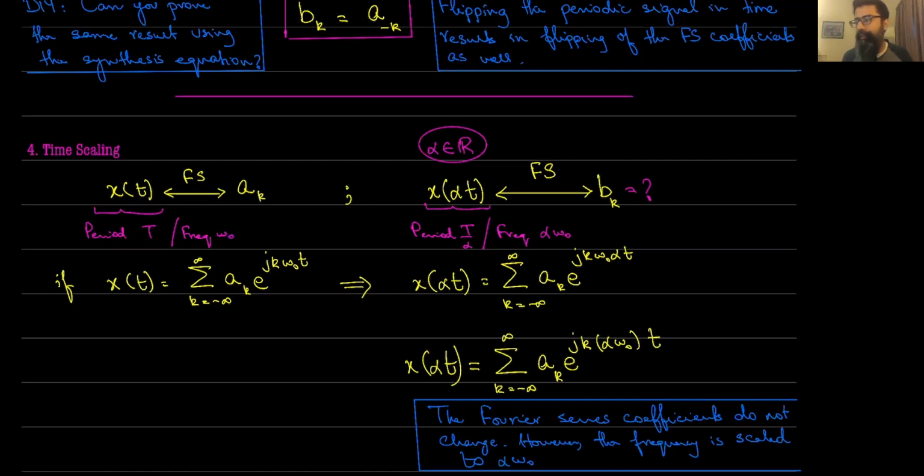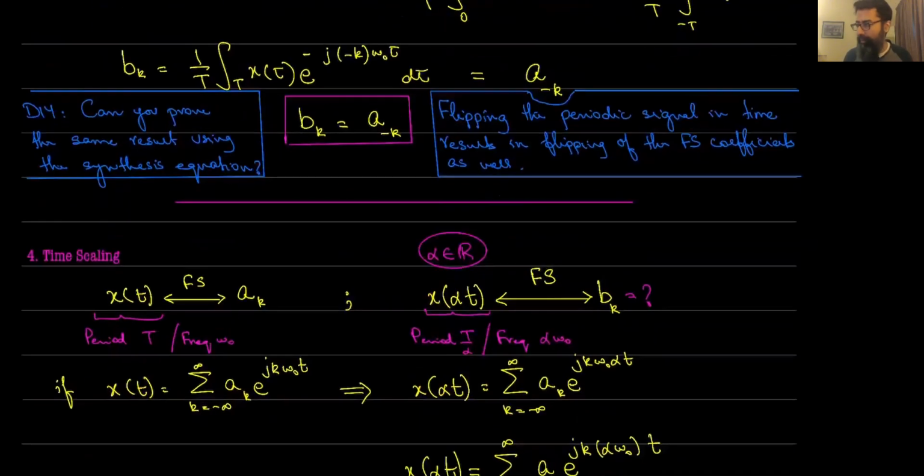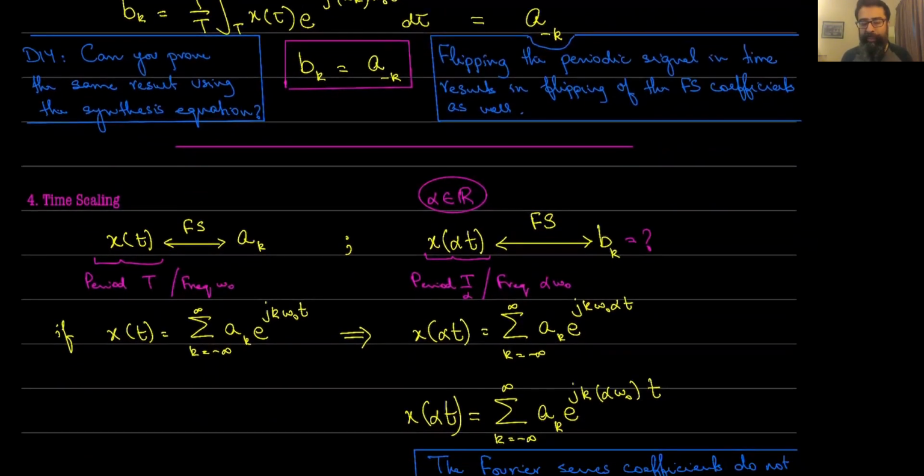Let me try to address this first before moving on to time reversal. There are questions on it. So why is the period of x of alpha t equal to T by alpha? Can somebody explain that intuitively? Iman? Because the signal is either a compressed or an expanded version of the original signal. Good. Right, so either a compressed or expanded version of the original signal.